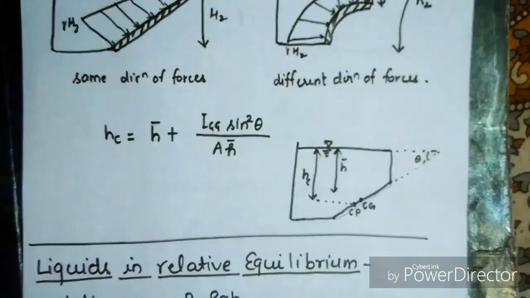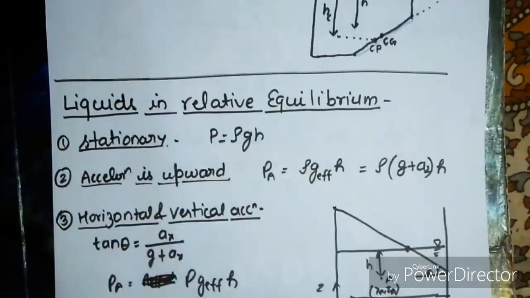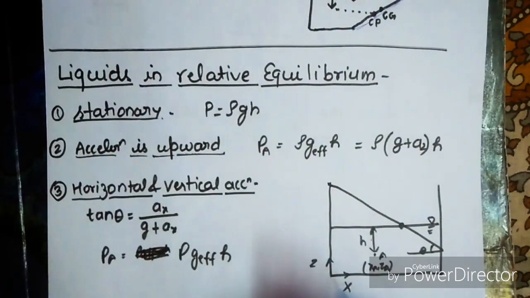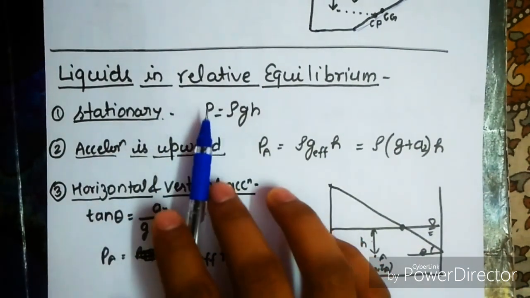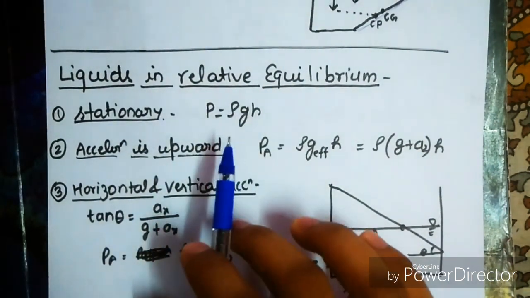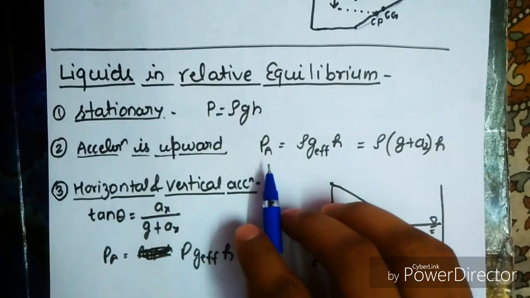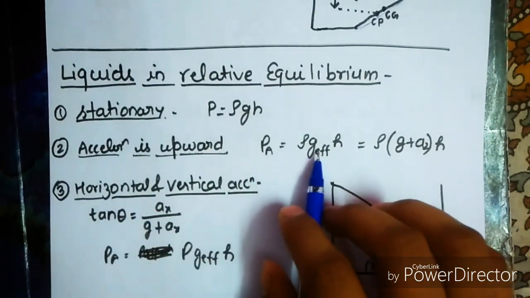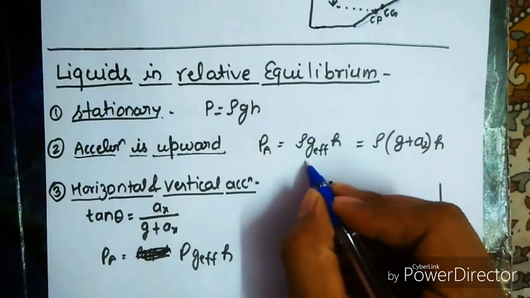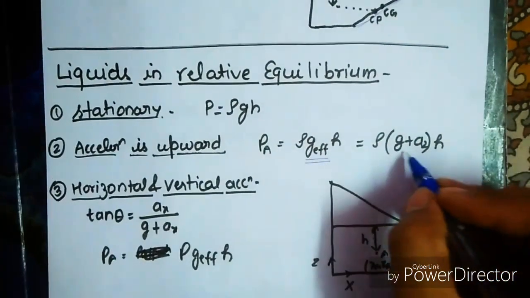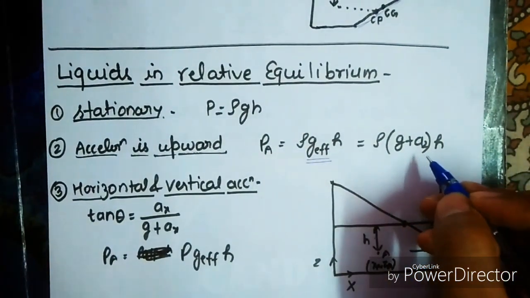Okay, now the next topic is liquids in relative equilibrium. When liquid is in stationary phase, then we have pressure equal to rho g h, but if it is accelerating in upward direction, then P_A equals rho g effective into h. We will take g effective here, and g effective will be g plus a_z. This is the acceleration in upward direction.